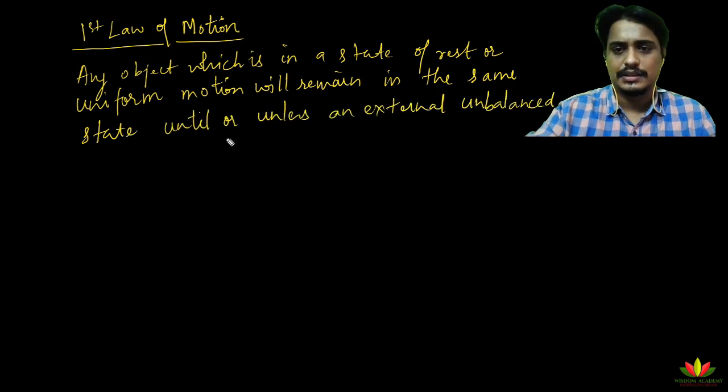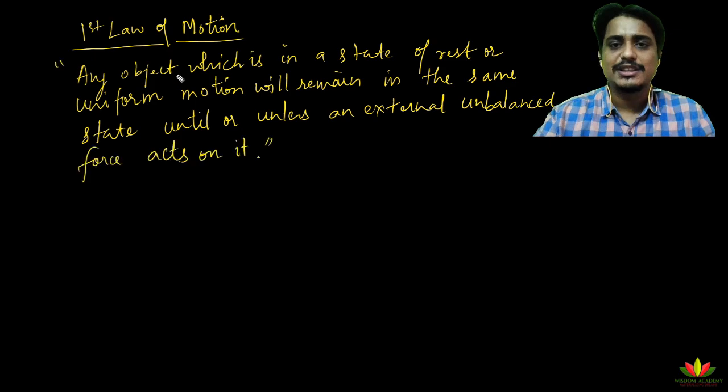An external unbalanced force acts on it. This is the definition of Newton's first law of motion. It states that any object which is in a state of rest or in a state of uniform motion will remain in the same state until or unless an external unbalanced force acts on it.